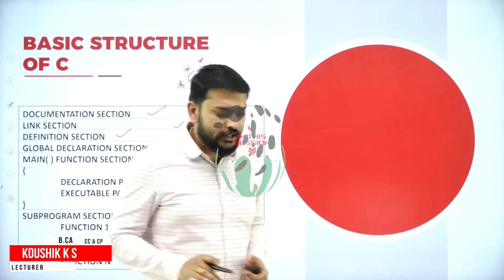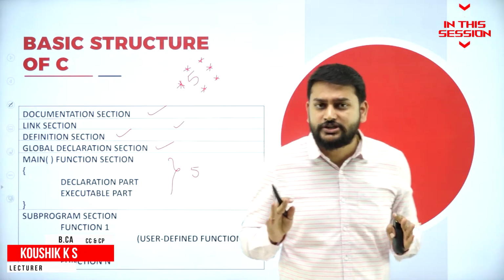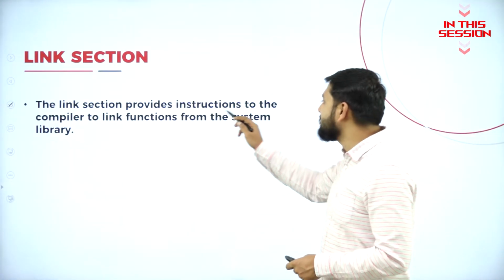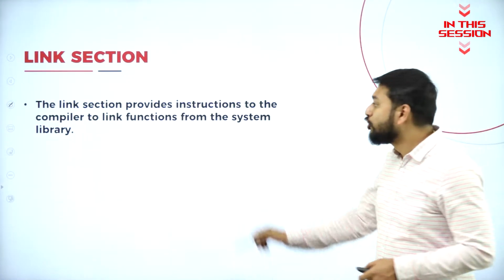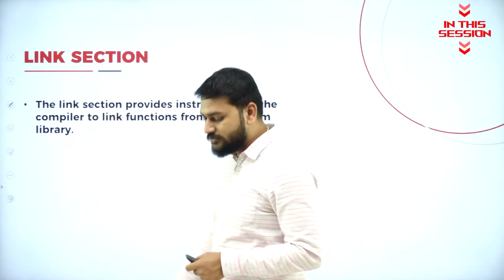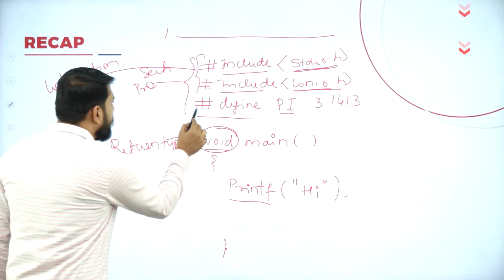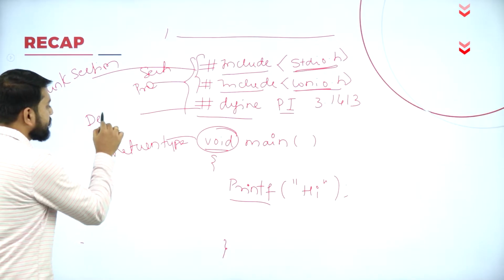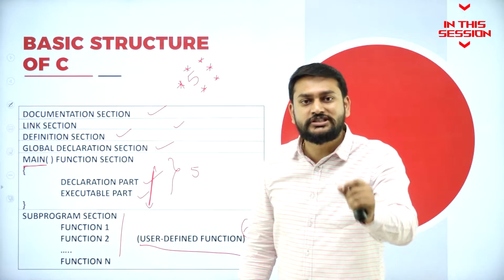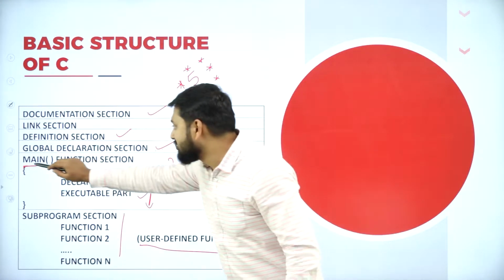6 sections ಇದೆ. ನಂದು ಒಂದು ಪ್ರೋಗ್ರಾಮ್ ಅಲ್ಲಿ ಎಷ್ಟು ಸೆಕ್ಷನ್ ಇದೆ? 6 ಸೆಕ್ಷನ್ ಇದೆ. The link section provides the instruction to the compiler to link the function from the system library. This is what I will call a definition section. Where does your program execution start? Your program execution starts from the main function.